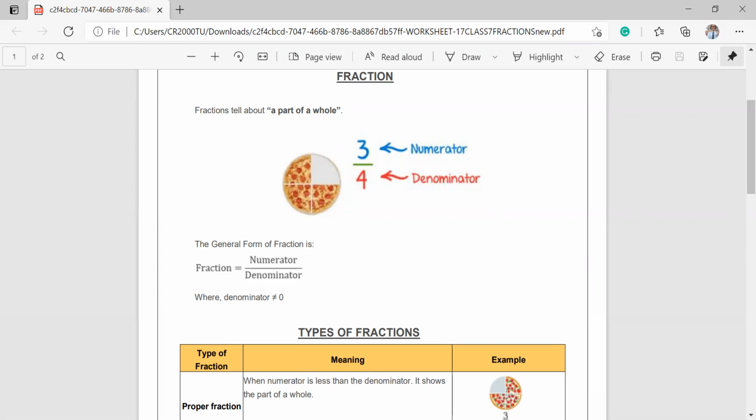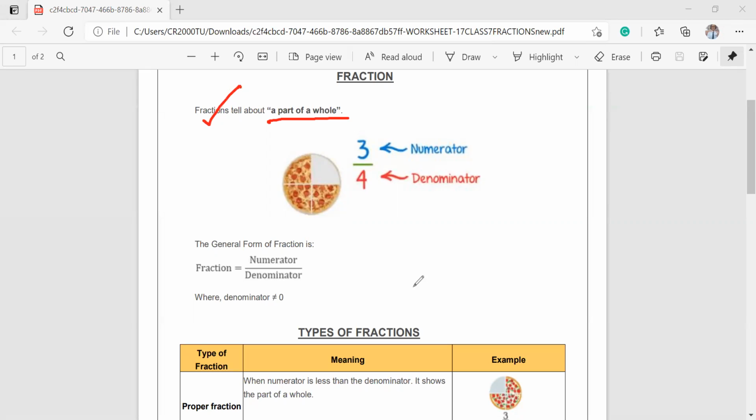So let's start with our first topic: what is a fraction? In the word fraction, what does it mean? It is a normal word, but it means a lot. It means a part of a whole. A part of a whole can be a part of a pizza, a part of a birthday cake, or a part of a basketball. In that similar way, a part of a whole actually means fraction.